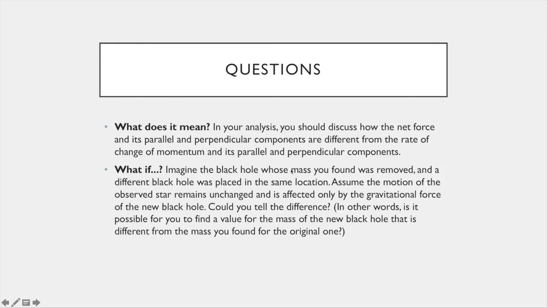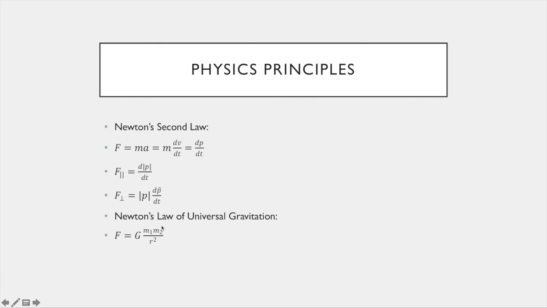If the black hole whose mass we found was removed and a different black hole was placed in the same location, and the motion of the observed star remains unchanged, we can say with certainty that the mass of the black hole is equal to the black hole that was previously there. If the mass of the black hole were different, then the magnitude of the force acting on the star would also be different, which means that the sun would follow a different motion. In order for the motion to remain unchanged, the mass of the new black hole must be equal to the mass of the old one.